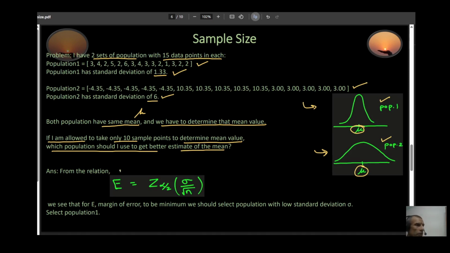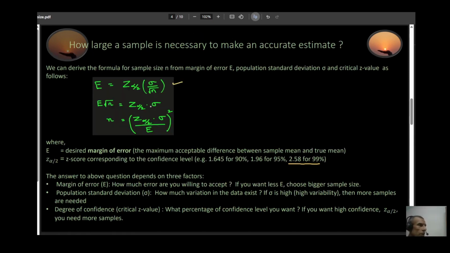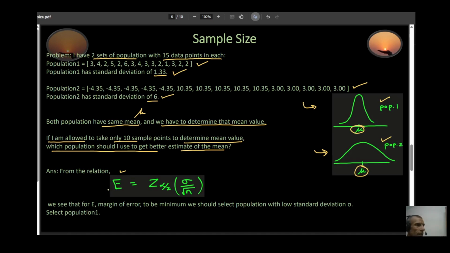Well, from my relationship, the relation between your margin of error and your standard deviation, which is right here, you can see that this expression, your E, is directly related to your standard deviation. So if your standard deviation goes higher, your margin of error will also go higher. Your accuracy will go down. If your standard deviation is low, then your margin of error would be low.